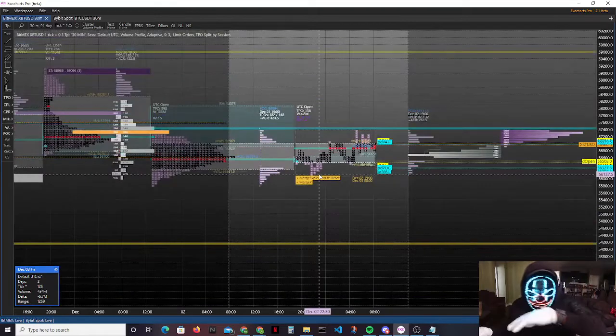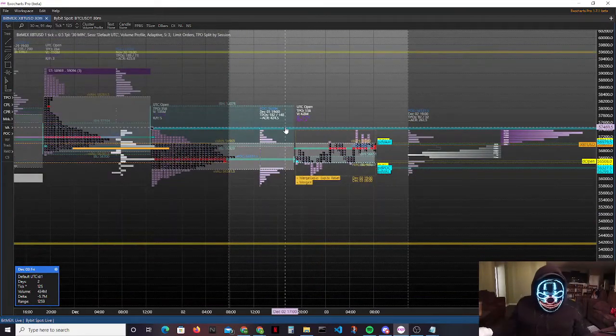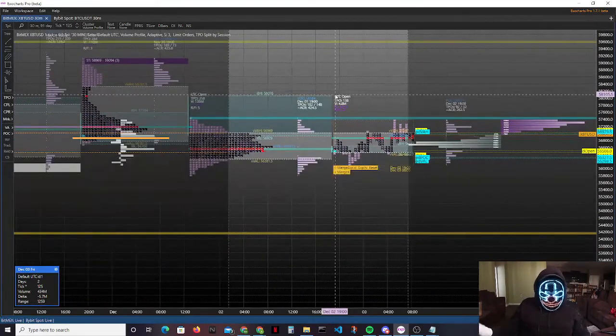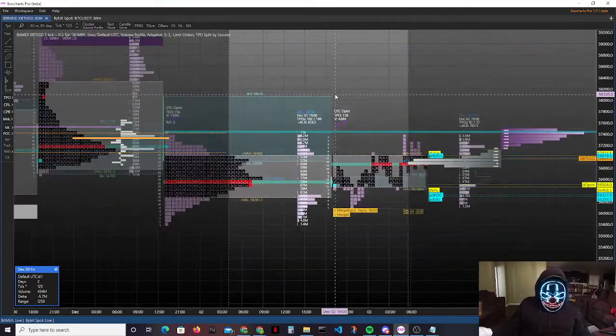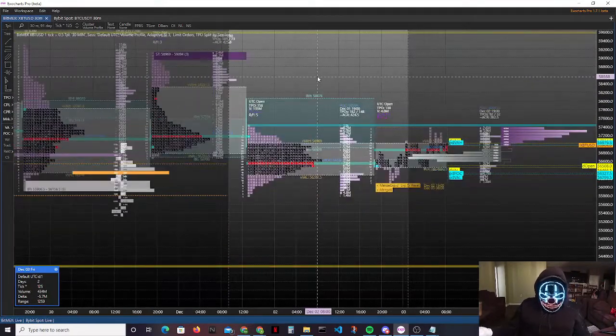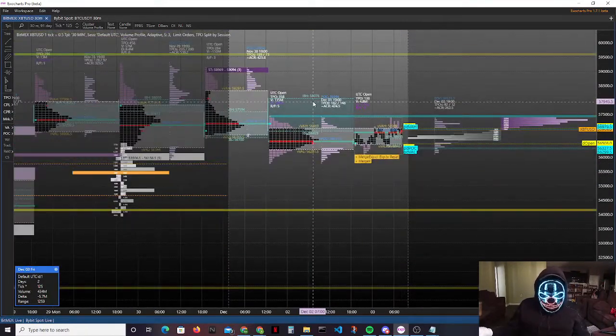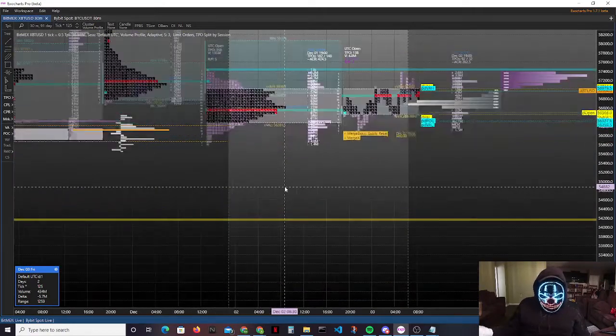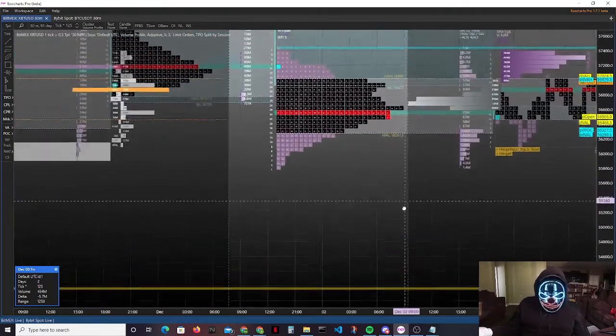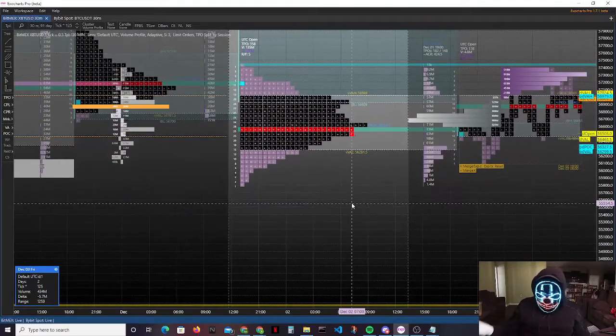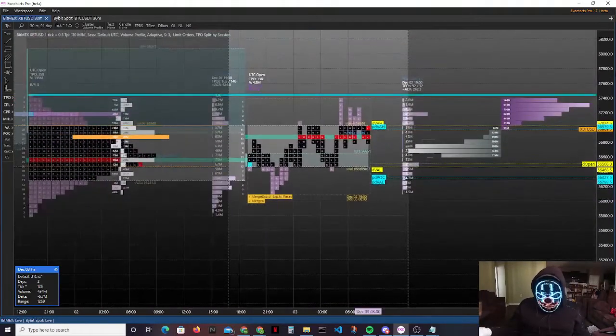This is a market profile. BTC, BitMEX perpetual. The data I'm getting is from BitMEX. However you feel about BitMEX, that's you. It's working for me for right now. So I'm going to go into the previous day. This is current price on BTC, live right now.